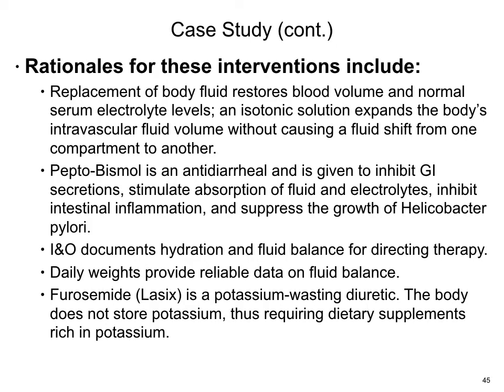Rationales for these interventions include: replacement of body fluid restores blood volume and normal serum electrolyte levels. An isotonic solution expands the body's intravascular fluid volume without causing a fluid shift from one compartment to another. Bismuth subsalicylate is an antidiarrheal and is given to inhibit GI secretions, stimulate absorption of fluid and electrolytes, inhibit intestinal inflammation, and suppress the growth of Helicobacter pylori.